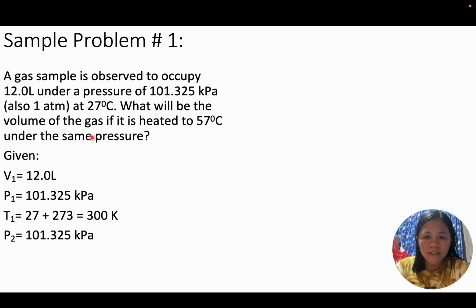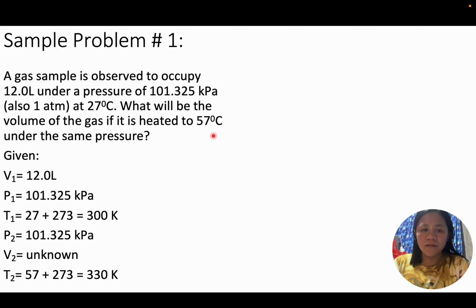And, of course, ang hinahanap natin, no, is ang ating V2, no? So, since, if you, like, look at the question, wala ka naman makikitang ibang liters dyan. And nasa question din siya, what will be the volume of the gas? Okay, so, meaning unknown ng ating V2. And of course, ang ating T2 is 57 degrees Celsius. Add tayo ng 273. And we're gonna have 330 Kelvin.